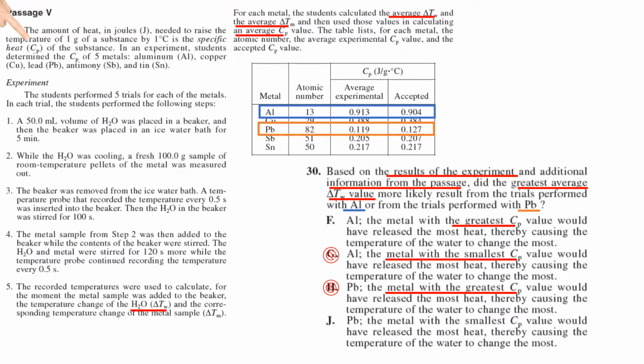So let's go ahead and say we know we can eliminate G and H. Even if you don't process the question well, you can say G is wrong because it is not the metal with the smallest CP. And H is wrong because it is not the metal with the greatest CP. So those two are out. Then you got to use a little bit of science reasoning to say the one that has the greatest CP value is the one that would most likely change the greatest water temperature. So it has to be F.